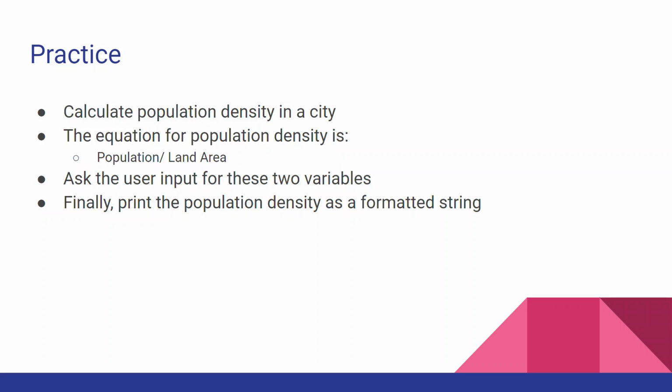So now let's do some practice. Using division, we have to calculate for a population density. The first step is we have to get inputs for the population of the city and the land area in the city. So we have to ask the user for those two variables, and then we have to print the population density as a formatted string. The equation that is given to us is that population density is equal to the population divided by the land area. So let's get into it.